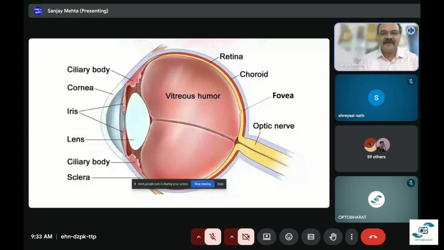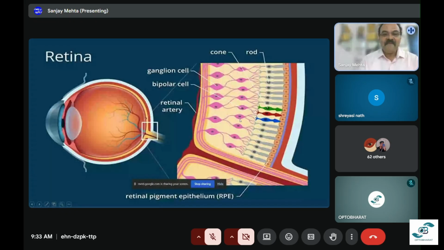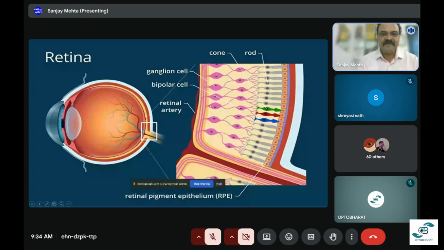Now, coming to the anatomy, we'll start with anatomy. Basically, all the anterior structures and the posterior structures you are well aware of. But I feel that whatever we see here, the primary aim is only to focus the light on this small, tiny place called the fovea. And this retina is made up of all these structures, which I feel make us see properly.